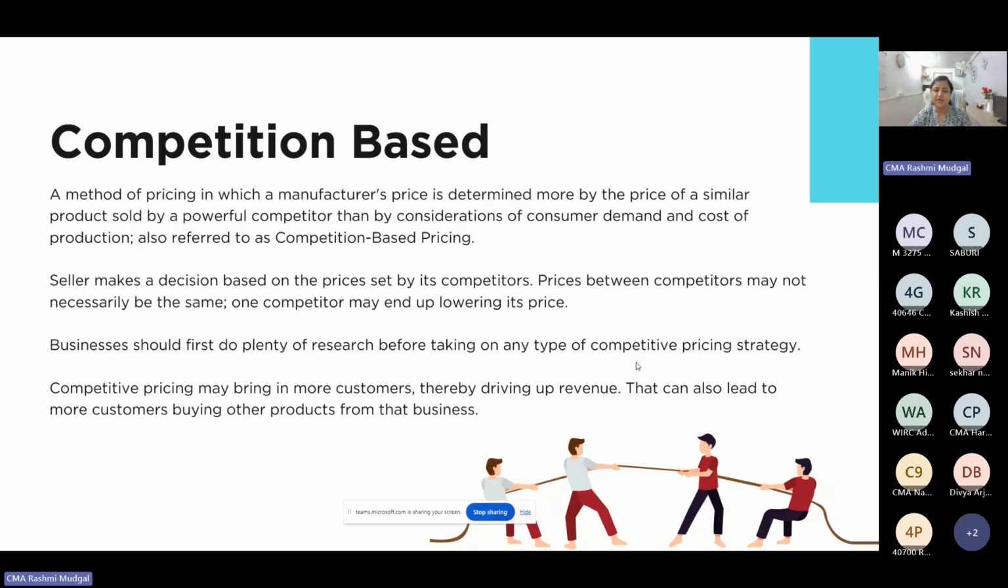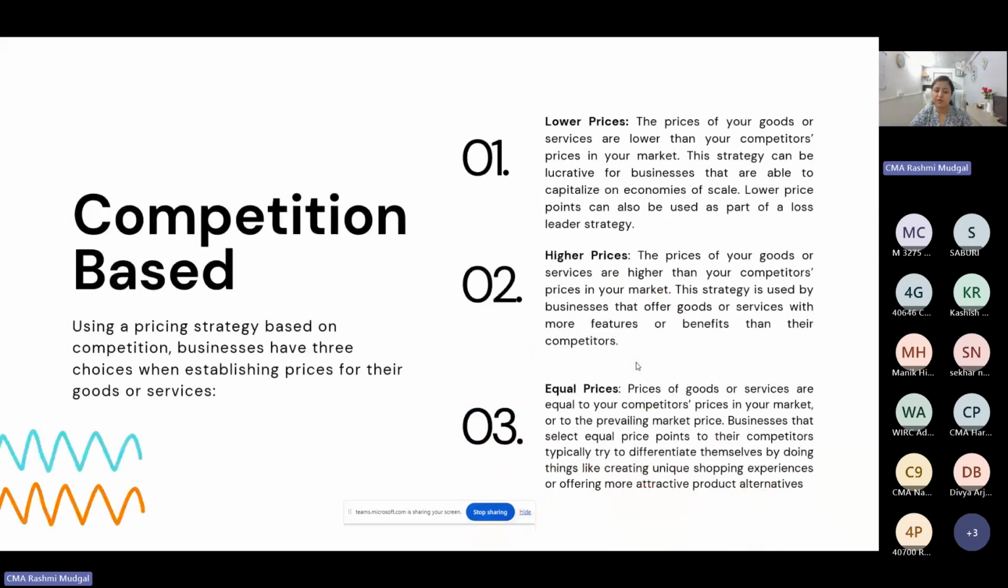This is a method of pricing where the manufacturer's price is determined more by the price of similar products sold by the powerful competitor. So with a powerful competitor, I will go with this, along with the consideration of customer demand and the cost of production, also referred to as competition based price. So here in competition based price, what strategies do I need to see, what are the features, and what kind of choices do I make when deciding the price of goods and services?